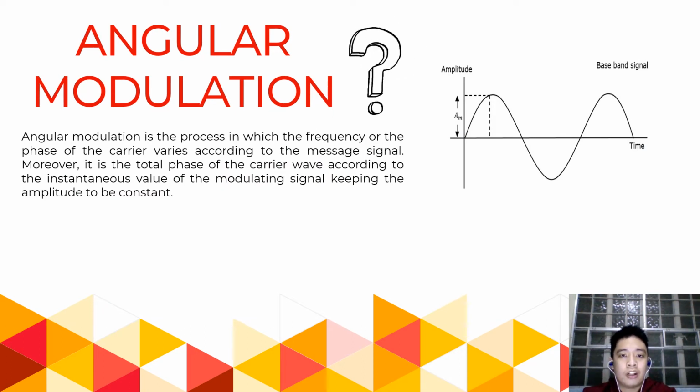So, what is angular modulation? Angular modulation is the process in which the frequency or the phase of the carrier varies according to the message signal. Moreover, it is the total phase of the carrier wave varying according to the instantaneous value of the modulating signal, keeping the amplitude constant.